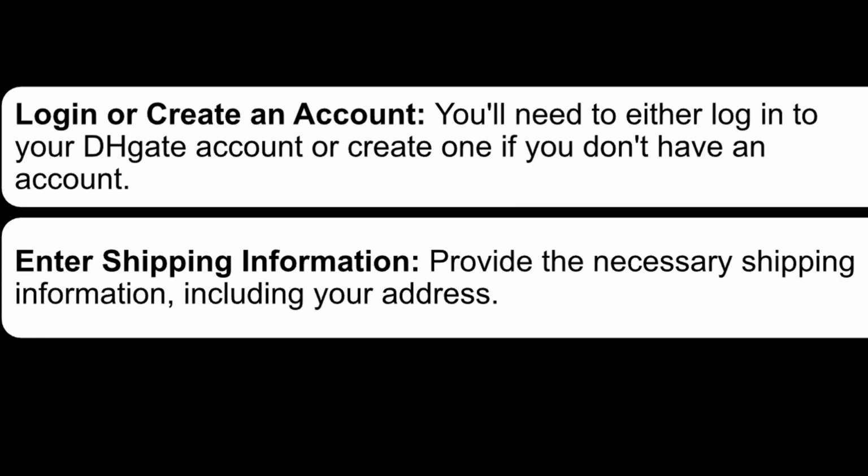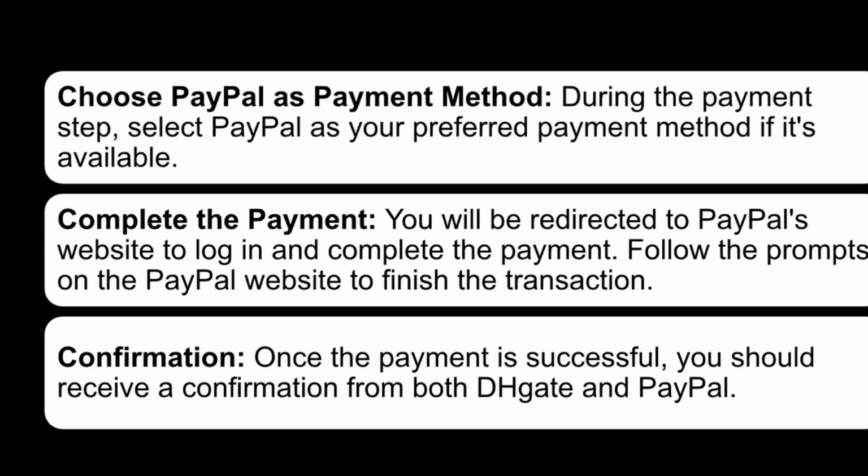In step number 5, log in or create an account. You will need to either log in to your DHgate account or create one if you do not have an account. Now provide the necessary shipping information including your address. After entering these details, choose PayPal as your payment method. During the payment step, select PayPal as your preferred payment method if it is available.